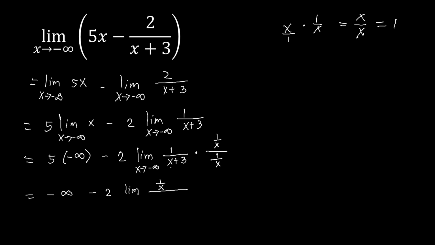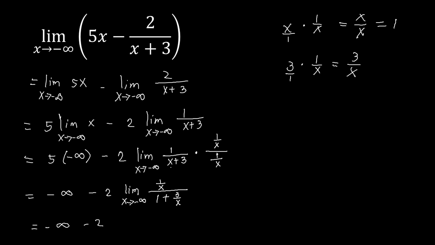So at the bottom part, we've got 1 here plus 3 times 1 over x. That will be 3 with a 1. So 3 times 1 is 3. 1 times x is x. So this will be 3 over x as x approaches negative infinity. So this is now negative infinity minus 2.